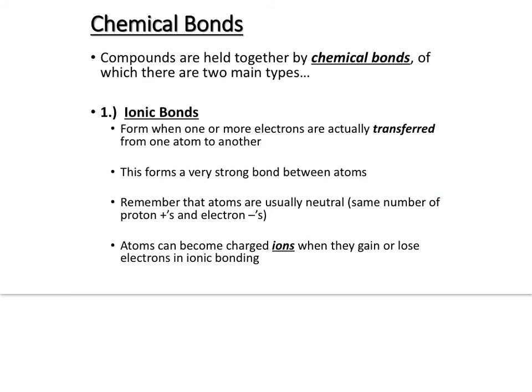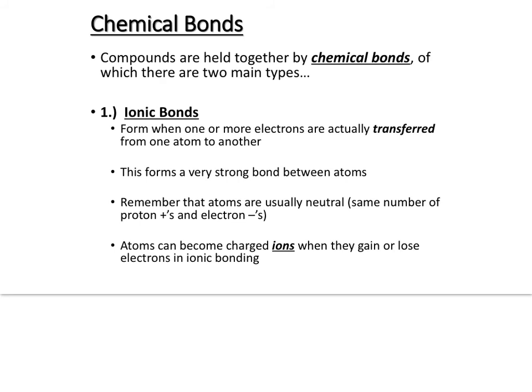Now, the different types of compounds are determined by the type of bond that holds them together. So there's lots of types of chemical bonds out there. We're really only worried about 2 types, 2 major types, and we'll review these together next time in class. The first type is called an ionic bond. An ionic bond is where 1 or more electrons actually gets transferred from one atom to another. Now, this forms an extremely strong bond between the atoms, because this means that you take an electron from one atom and you give it to the other atom.